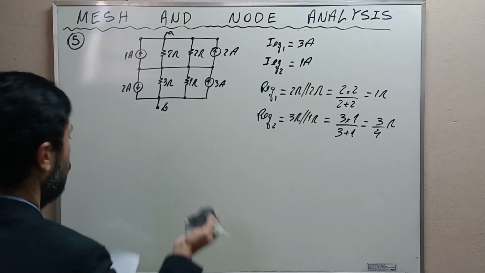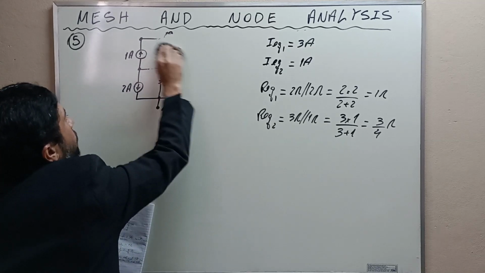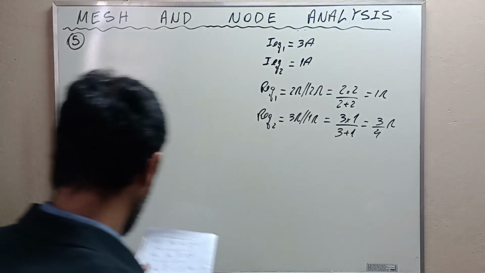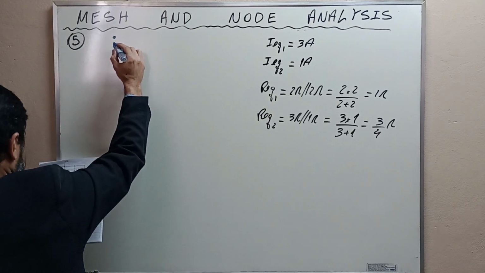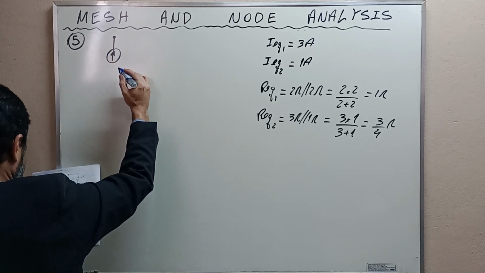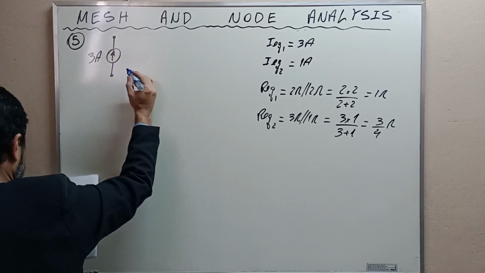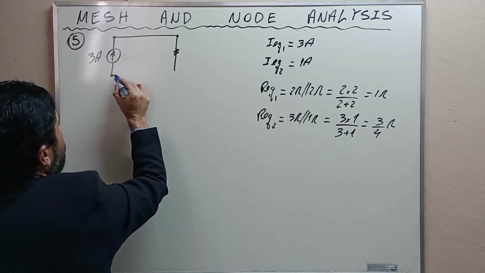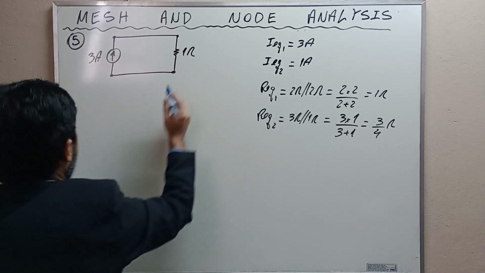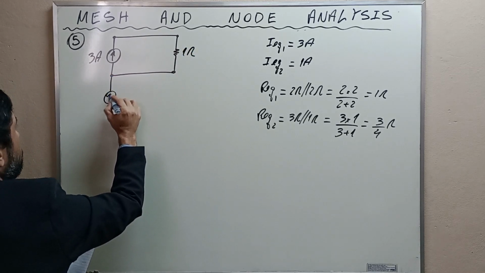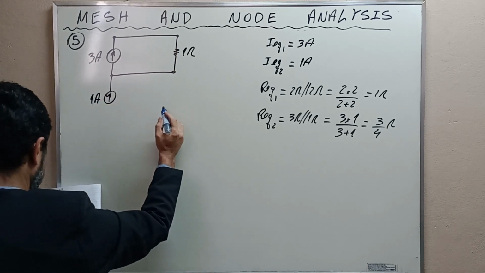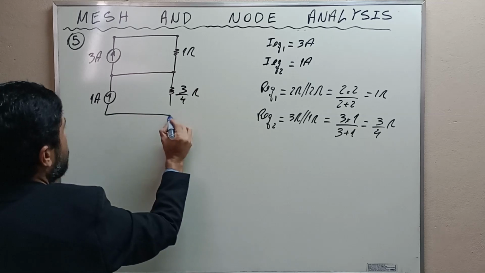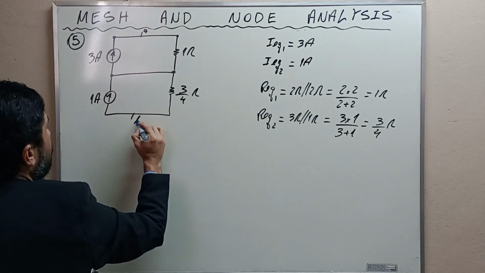Then the circuit will be this. 3 amps, 1 ohm, 1 amp, 3/4. This is terminal A, this is terminal B, okay?